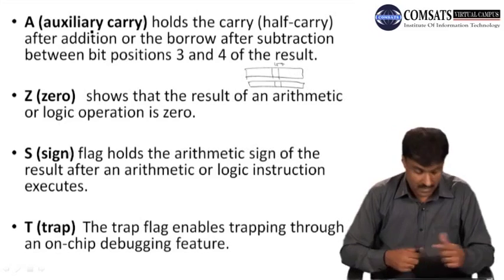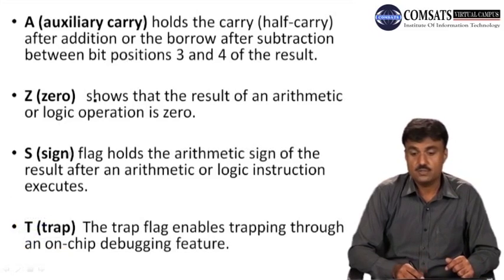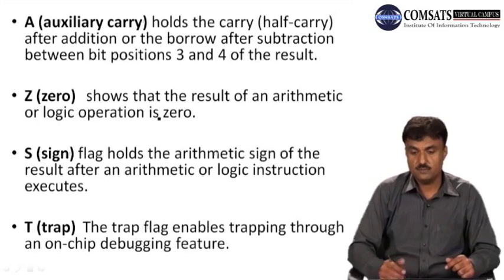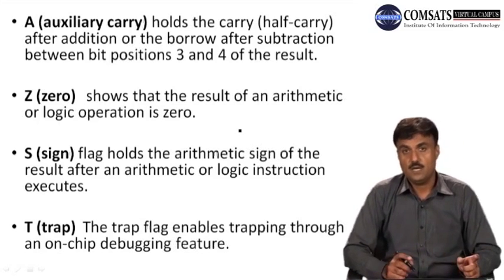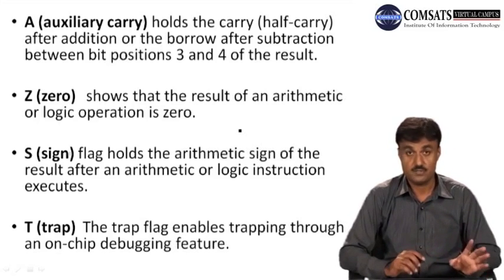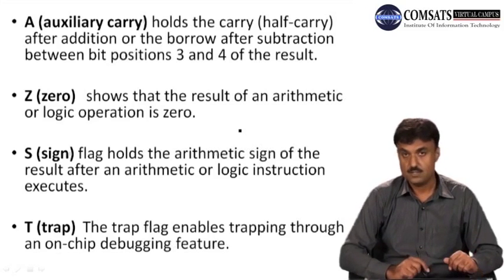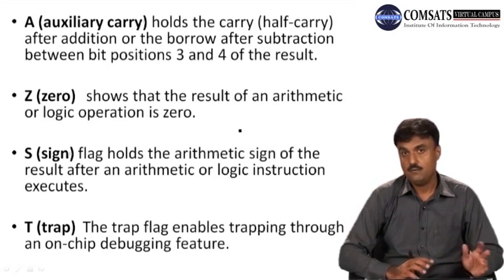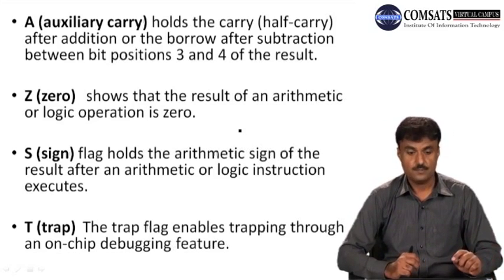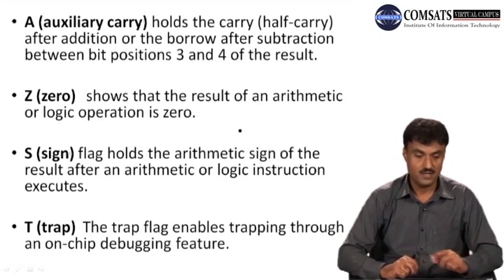And there is the zero flag. This zero flag shows that the result of an arithmetic or logical operation is 0. For example, if we add 2 numbers, or perform an AND operation, OR operation, exclusive OR, or any other arithmetic or logic operation, and the result is 0, this zero flag will be high. If the result is either negative or positive, it doesn't matter. The zero flag will not be 0, but its value will be 0.